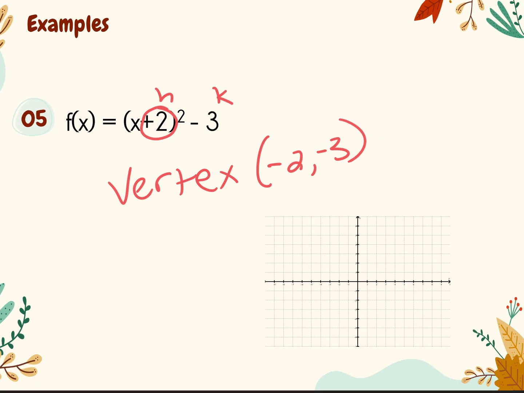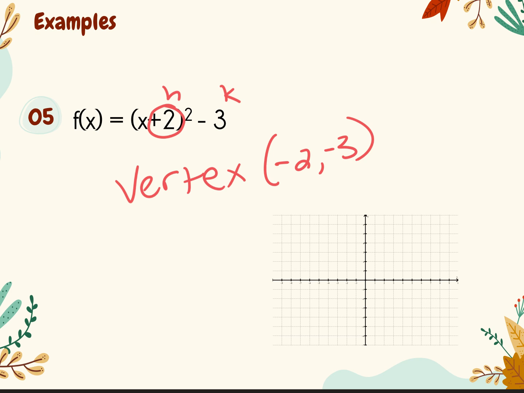So if you were to graph this using the transformations that we learned, our parent function looks like this. Well, our transformations would tell us that we're going to move left 2 and down 3. So if I go left 2 and down 3, there is my vertex. That's the minimum. That's the lowest that my parabola is going to go.